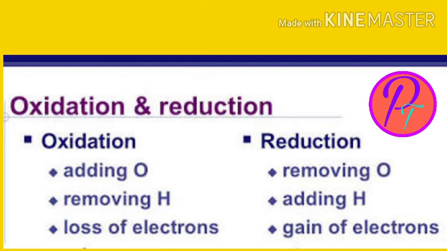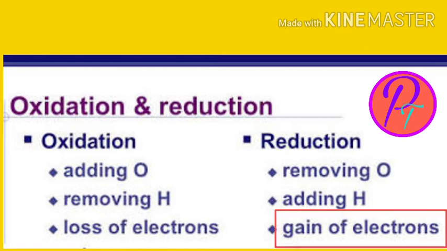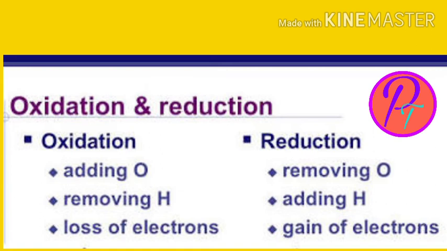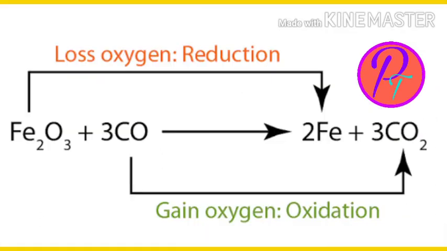Let us define now the reduction reaction. Reduction is nothing but the removal of oxygen or the addition of hydrogen or the gain of electron. Let us discuss the oxidation reaction and reduction reaction with the help of examples. Look at this chemical reaction. This is the reaction between the iron oxide and carbon monoxide, which gives iron and carbon dioxide.